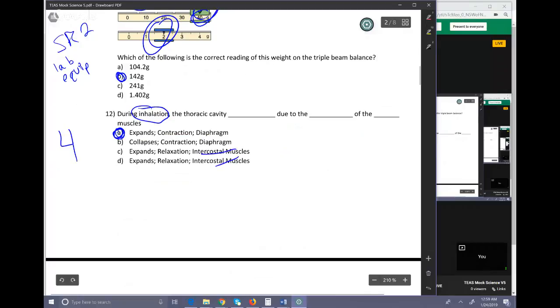The intercostal muscles by themselves cannot cause the whole chest cavity to do something. Intercostal muscles combined with diaphragm, yes, absolutely, but not by themselves. So C and D should have gotten crossed out right away. With the expand and collapse, do the breath. Every time that you get this question on the test, take a breath and say, did I just expand my chest or did I just decrease the size of my chest cavity? Actually do it so that you know for sure what's happening. If you expand your chest, you contract your diaphragm.